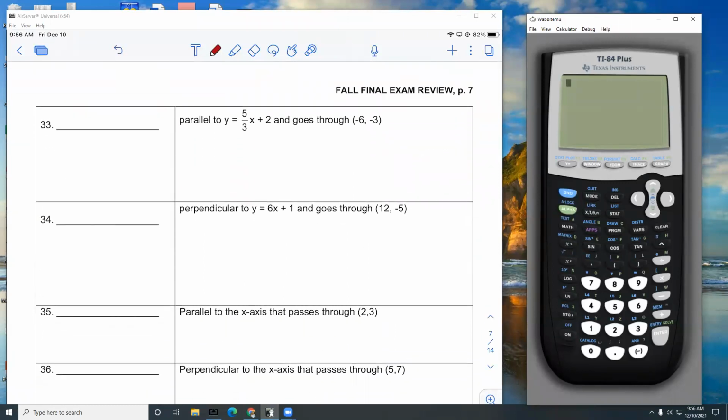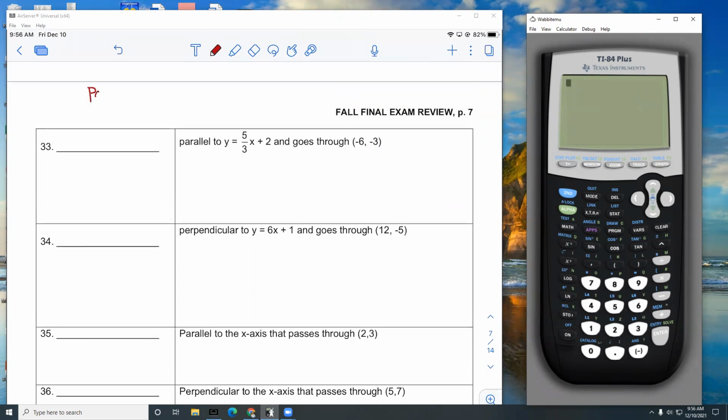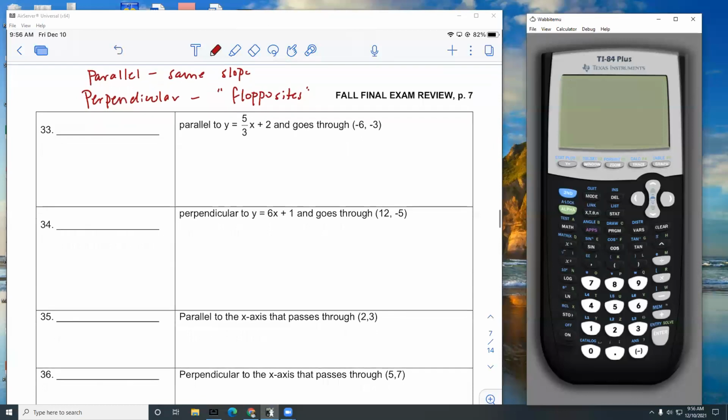All right, now we're getting into our parallel and perpendicular lines. I want you to think, what do I know about parallel lines? Parallel lines should have the same slope. Parallel is same slope. And then what about perpendicular? Perpendicular is that funny word that we made up, right? My slopes are flopposites. You flip the fraction and you give it the opposite sign. So we're going to keep that in mind as we do these few.